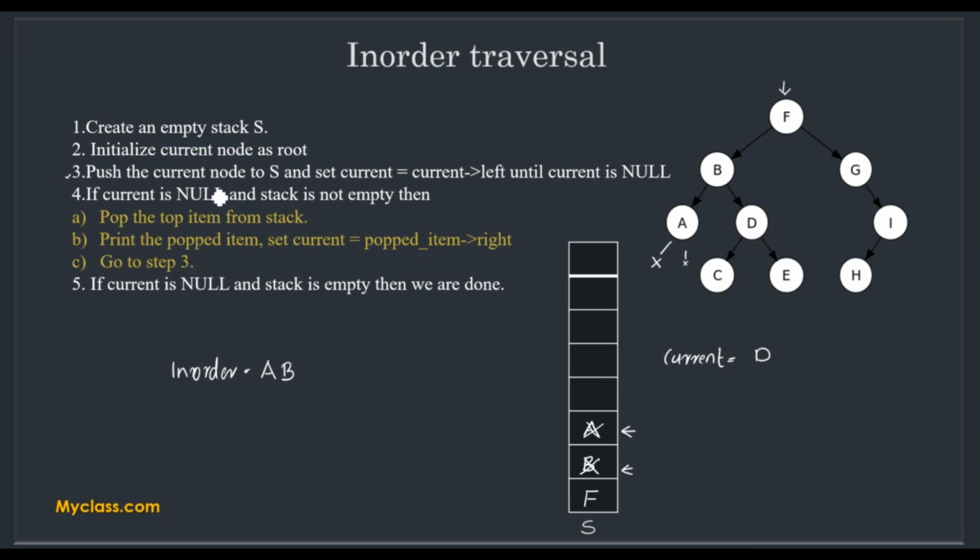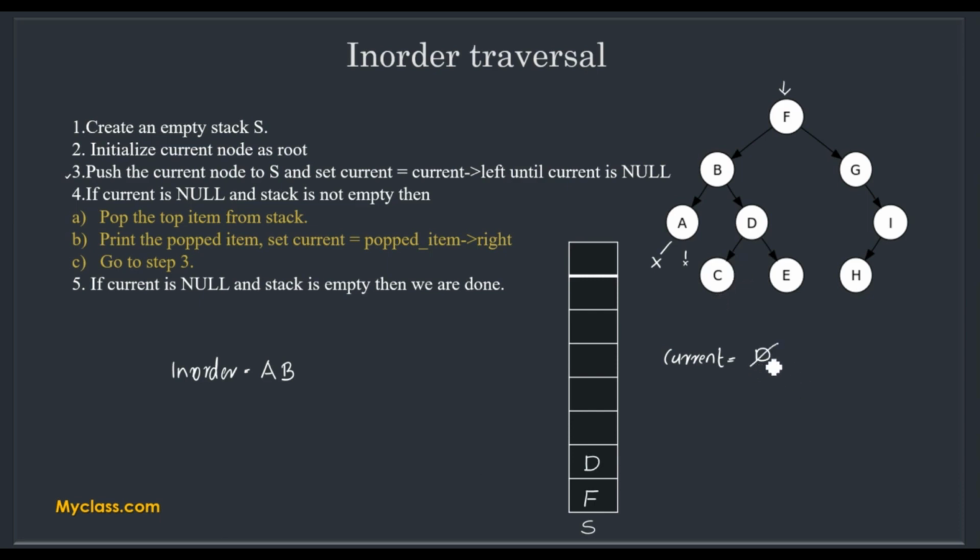Step 3 is to push the current node to S. Our current node is now D. We want to push that into our stack. We have already popped and printed A and B, so we erase them from the stack. Now we push D here. Then we repeat: current equals left of D.